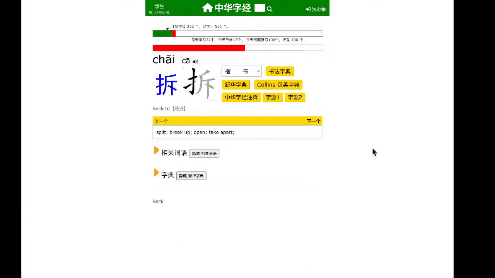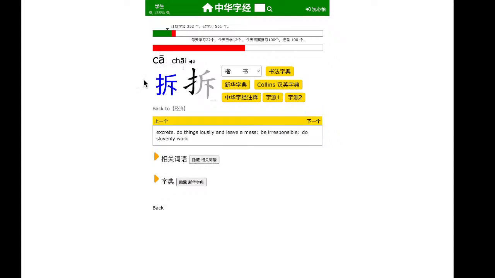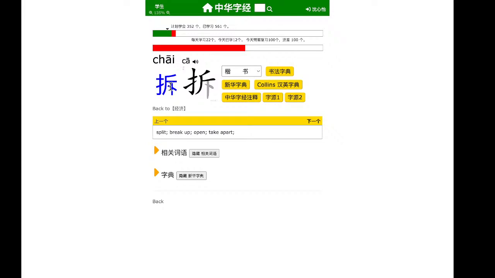Chai means to split or break up, open, take part. It has another reading, ta. And this ta means to excrete or to do things sloppily, leave a mess, and be irresponsible. I don't think this is as commonly used as chai. Chai is more common.